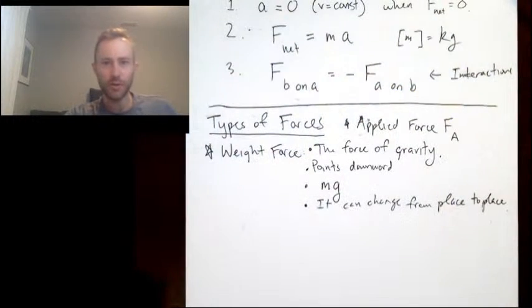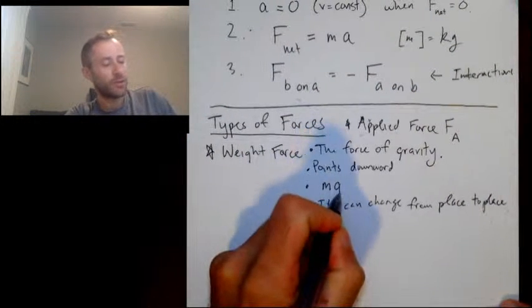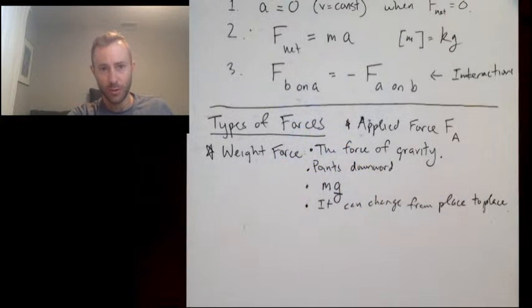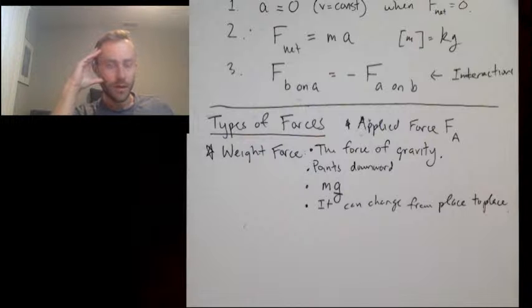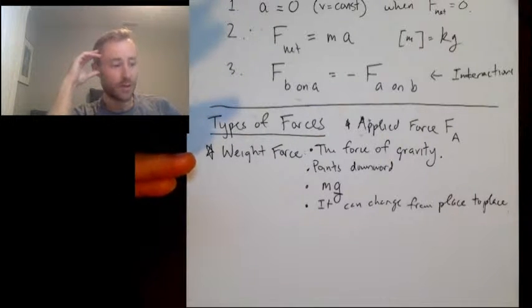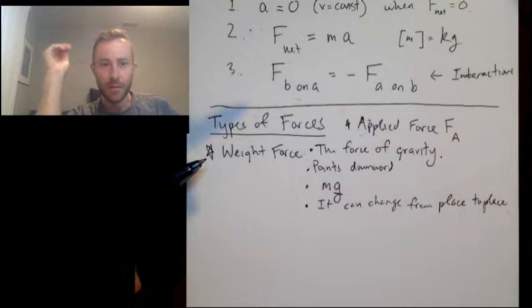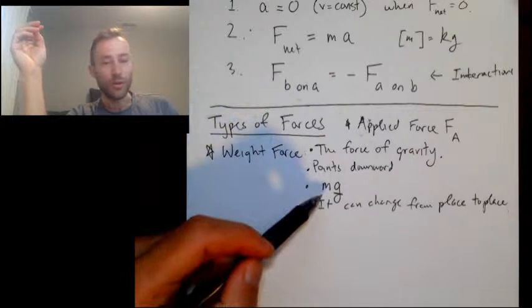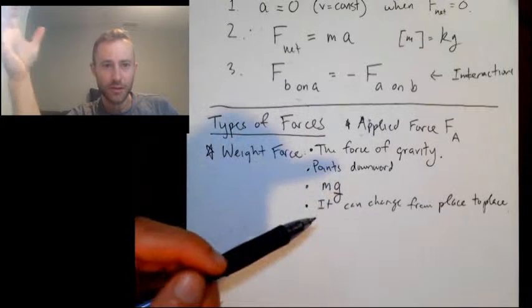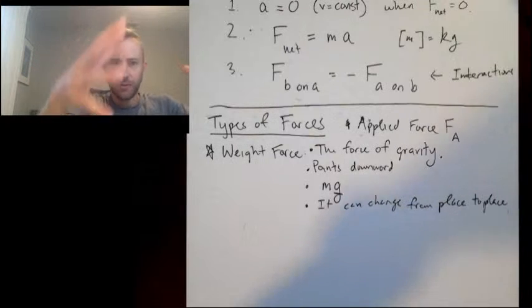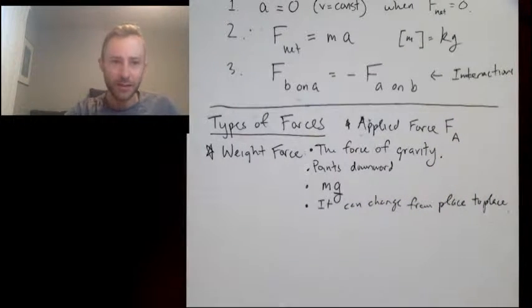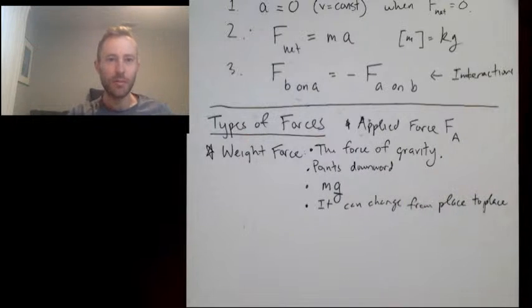As you go from place to place, your weight force can change because gravity can change from place to place. So if you go to Mars, your weight force is going to be different because the acceleration due to gravity is different. But your mass is still going to be the same because the mass is the amount of matter that is inside you. If I move you to Mars, your mass didn't change because you're still the same person, but your weight force would, because you're being placed in a location where gravity is different.